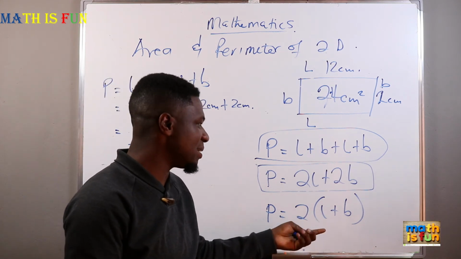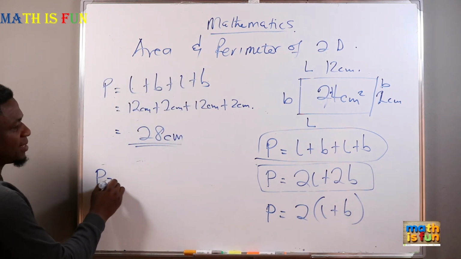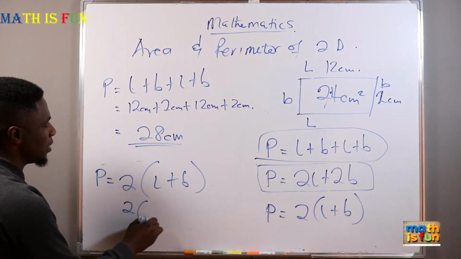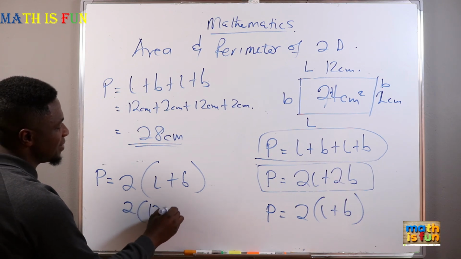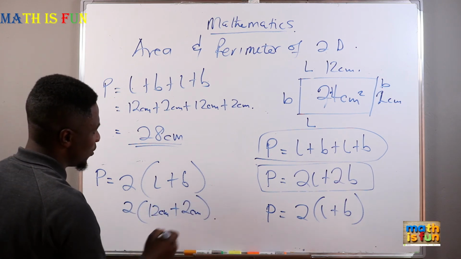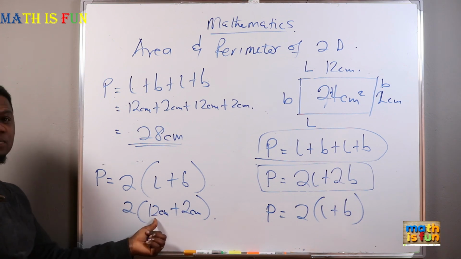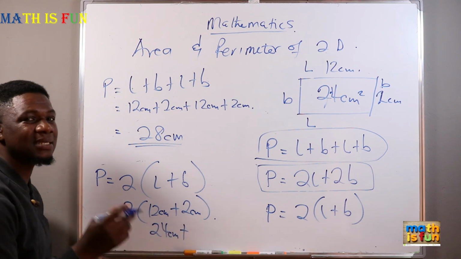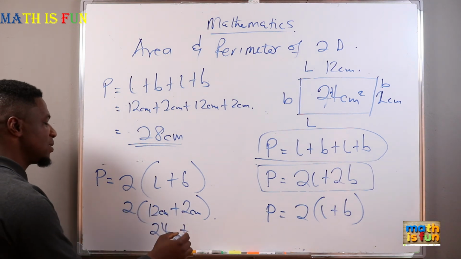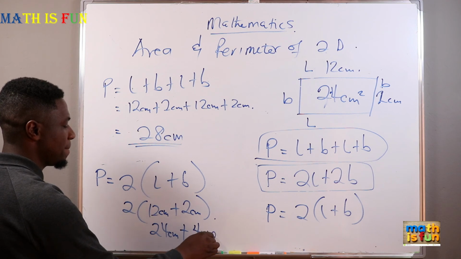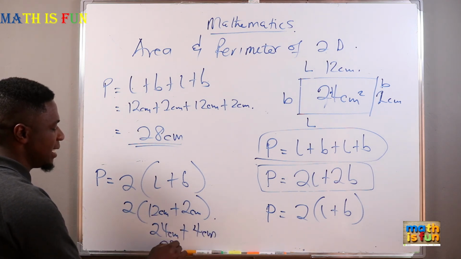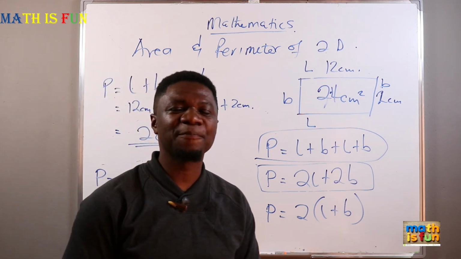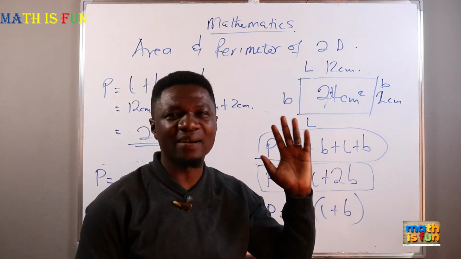Okay, let's take one of the other formulas also and see if we will get the same thing. I've got 2 times L plus b. So 2 out, L here is 12 centimeters plus 2 centimeters, as we all know. 2 times 12 will give us what? 24 centimeters. Don't forget the unit is very important. 2 times 2 will give us 4 centimeters, of which everything gives us 28 centimeters. Okay, so that is it for the area and perimeter of a rectangle.